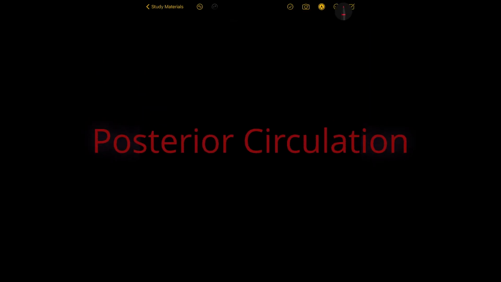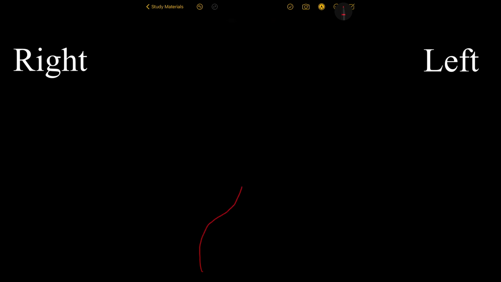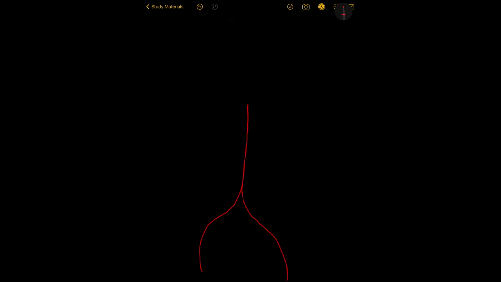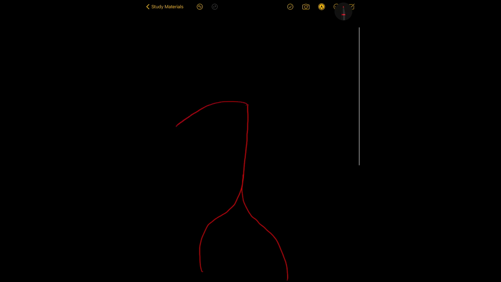Alright, so let's go ahead and start with the posterior circulation. We're going to start off with the right vertebral artery. It goes up to become the basilar. And on the other side, you have the left vertebral artery, which again also goes up and becomes part of the basilar artery. Off the top of the basilar, you have bilateral posterior cerebral arteries.